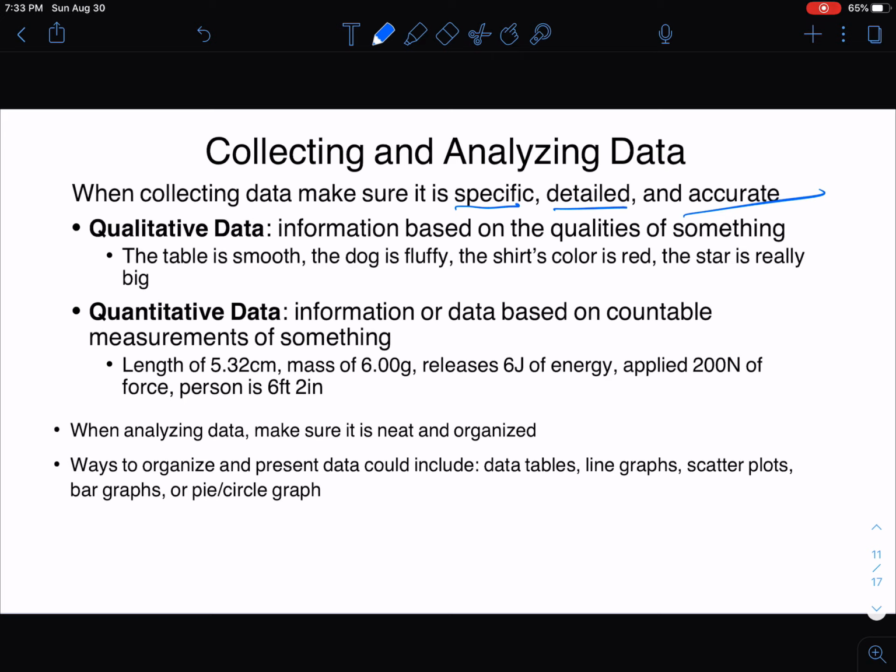Now, when you are analyzing, make sure your data is neat and organized. Data that is all over the place, written in different places, written in different ways, is very difficult to understand because you might not even realize why you wrote it there. So make sure it's neat and organized. And you can organize it in different ways. As you see there: data tables, line graphs, scatter plots, bar graphs, or pie and circle graphs.